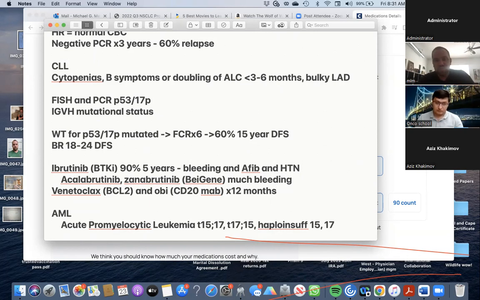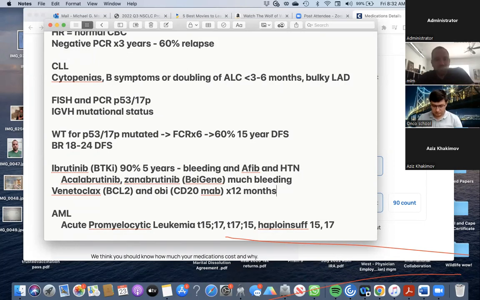When they first started studying Venetoclax, they had actually given the drugs to people on study, sent them home. Something like 3 of the first 7 of them died from tumor lysis because the drug slaughtered their CLL so effectively. So it is a very, very effective drug. The response rate for Venetoclax and obinutuzumab is around 90 to 95%, but it's time-limited therapy. And so you only treat people for 12 months.